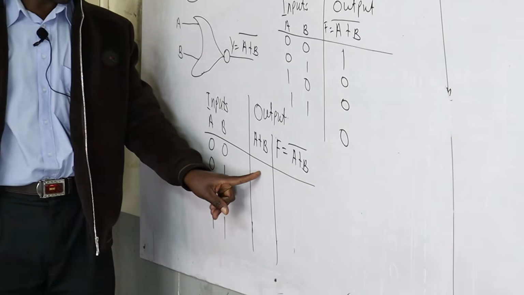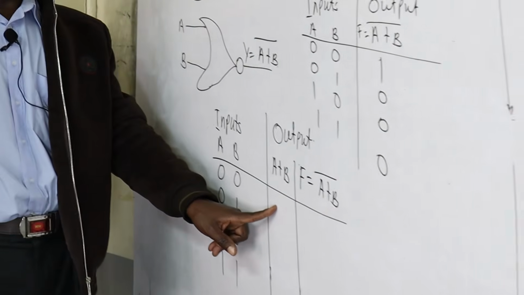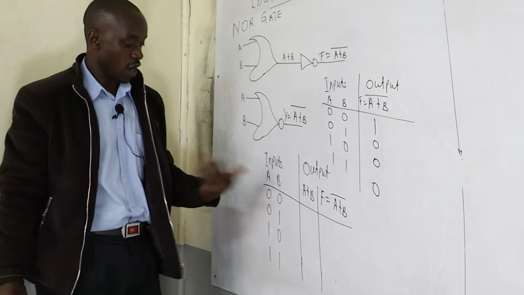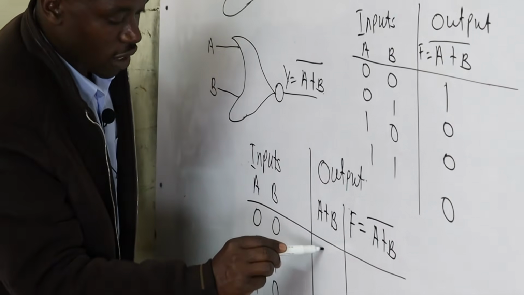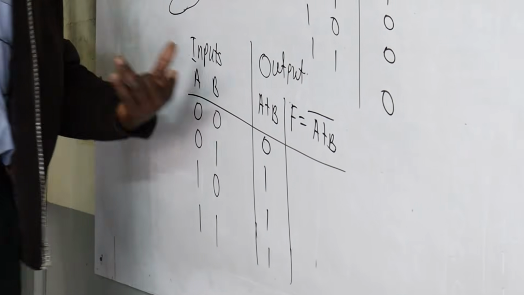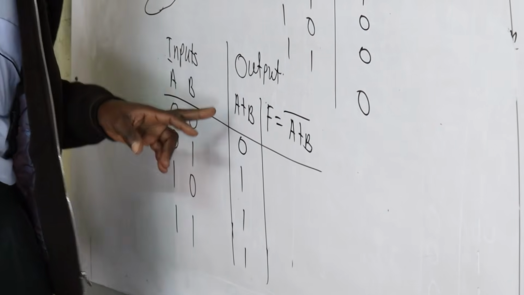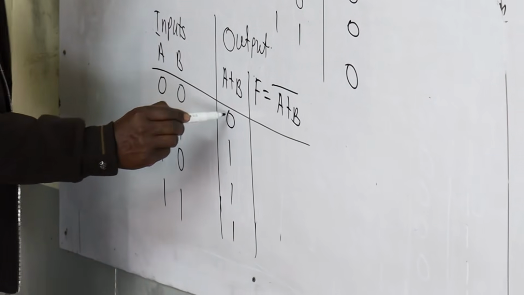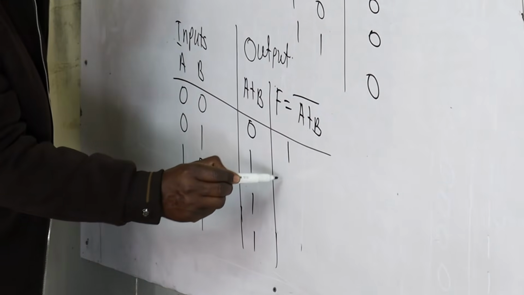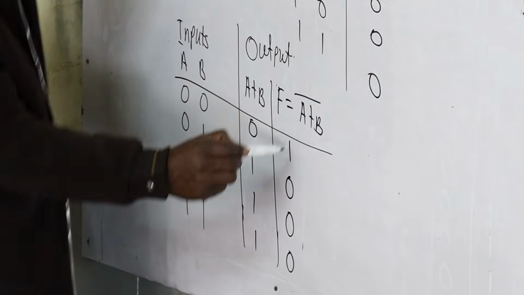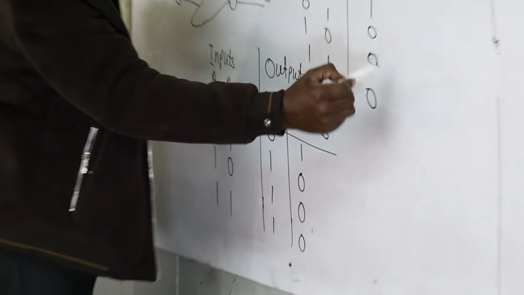Remember, we start with the OR gate. An OR gate is a parallel switch. It does not give us an output when all the inputs are absent. So the only point where this will be 0 is here, and the others will be ones. But we have agreed that a NOR gate is the output of an OR gate inverted. So this is the output of an OR gate. We invert, we get 1, 0, 0, 0.